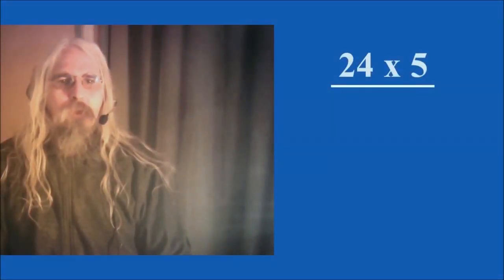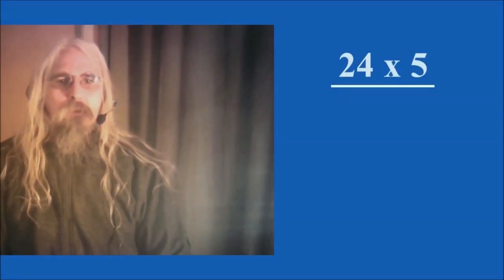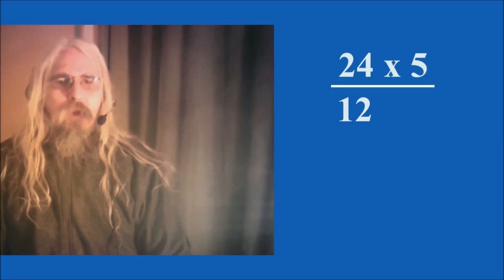Let's take a look at a few examples. 24 multiplied by 5. So 2 divided by 2 is 1. 4 divided by 2 is 2. So our result is 1, 2, 0, 120.